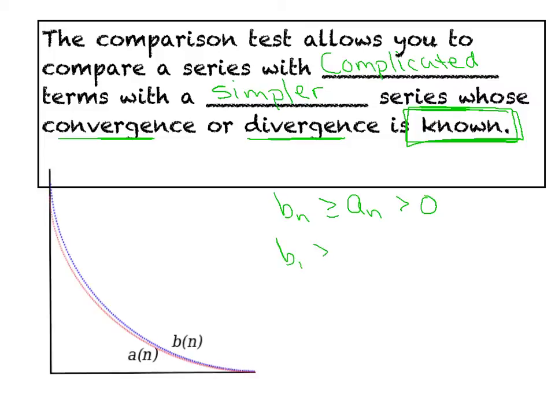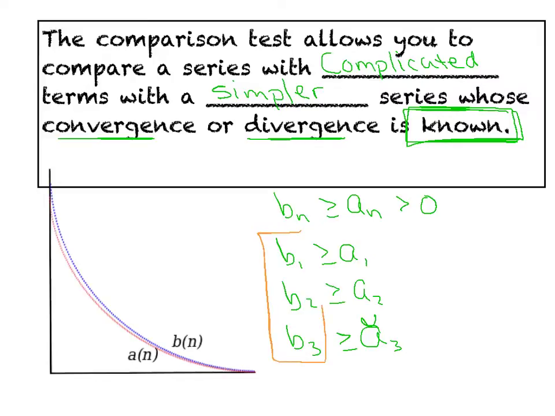B sub 1 is greater than or equal to A sub 1. B sub 2 is greater than or equal to A sub 2. And we could continue this pattern. B sub 3 has got to be bigger than or equal to A sub 3, and so forth. So basically, and I think this graph does a good job of explaining it, if we add up all of these terms and we find out that they do converge, then the sum of all these smaller ones, naturally, and I think our common sense leads us to this fact, also converges.